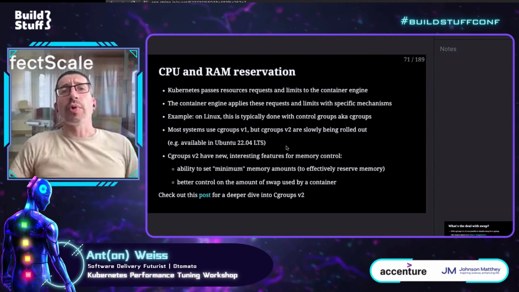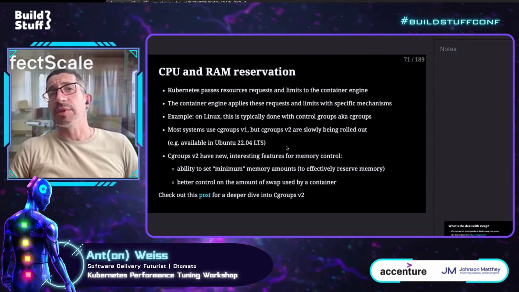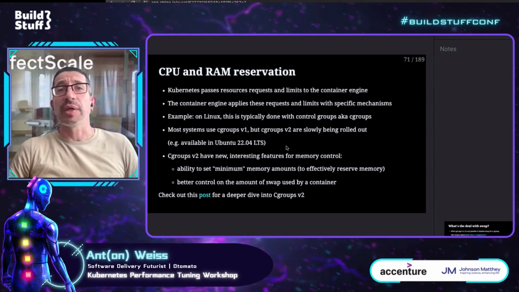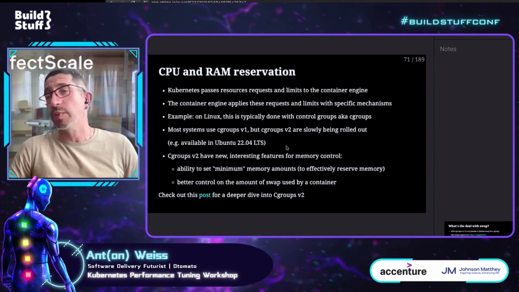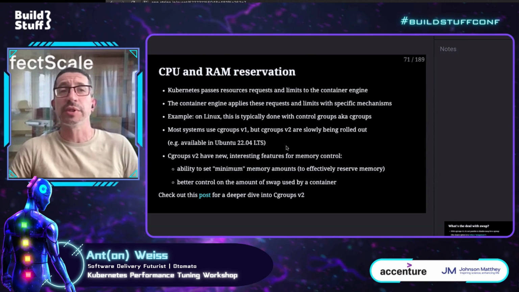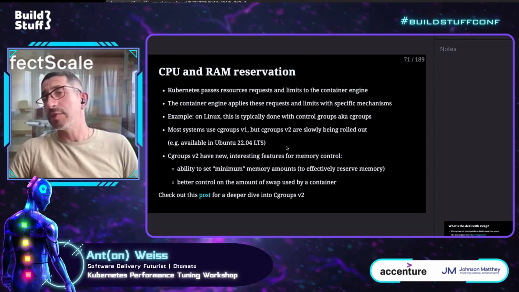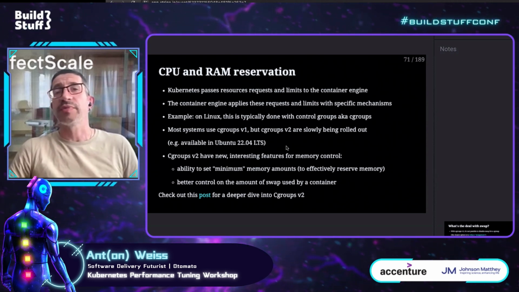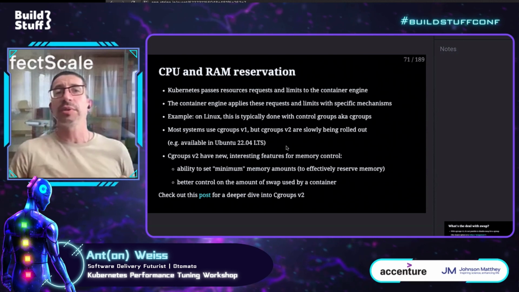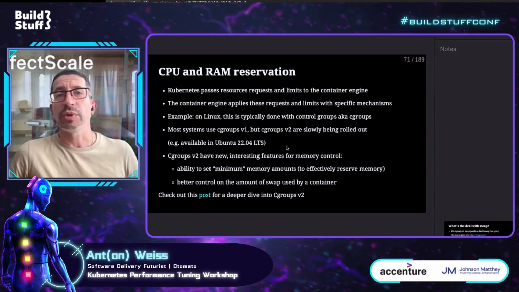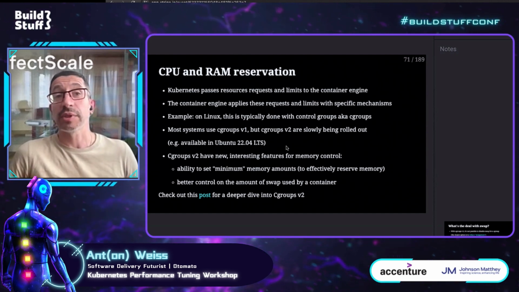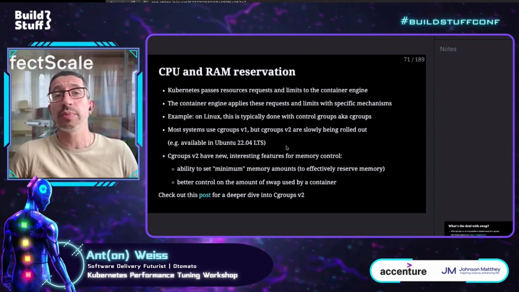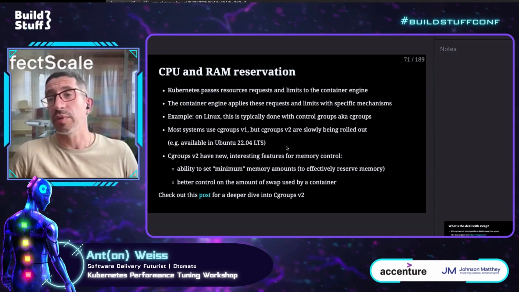So how does all that work? Kubernetes passes the resource request and limits to the container engine. The container engine applies this request and limit with specific mechanisms. On Linux, this is typically done with control groups or cgroups. Most systems use cgroups v1, but cgroups v2 are slowly being rolled out. In v2, we have new interesting features for memory control, like, for example, the ability to set actual requests in the cgroups, so to actually reserve memory for the process. Before that, it wasn't happening.